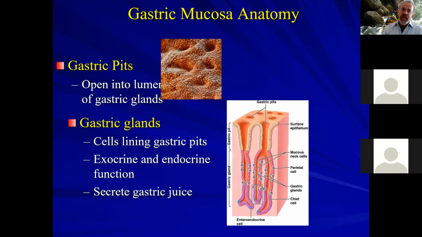All right. So we've got this gastric mucosa anatomy. This is actually a scanning electron micrograph of the gastric pits. Here's a little bit of mucus on top, and here's just another view of them, right? Here's the chief cells, parietal cell, mucus neck cells. What they're referring to as the enteroendocrine cell, that's just another name for the G cell.